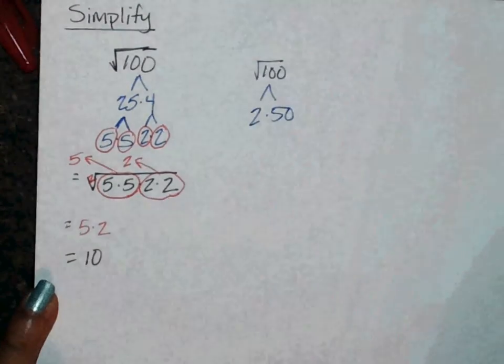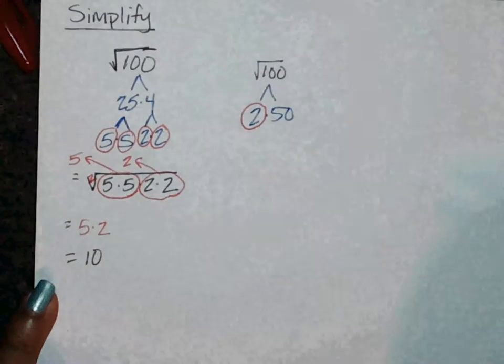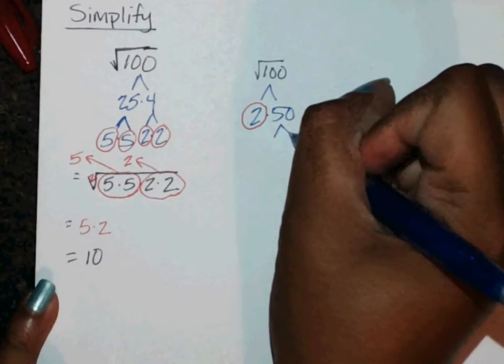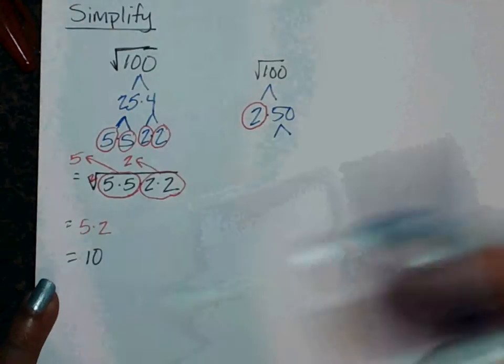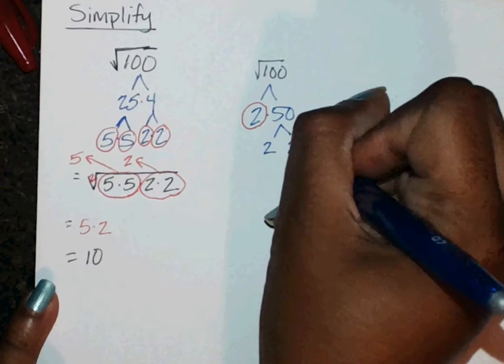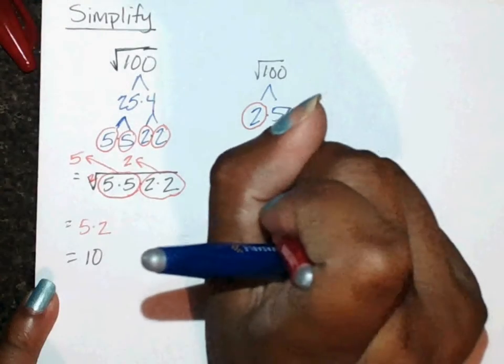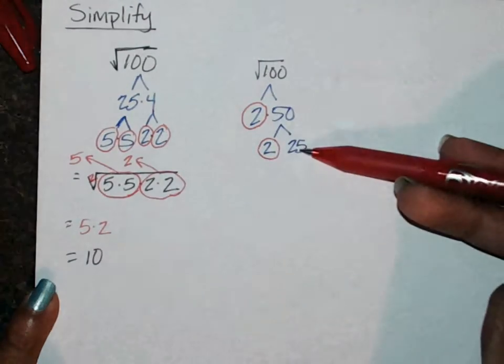Alright, 2 cannot be broken down anymore. It's a prime number. So I'm going to circle this. And I'm going to see if I can break down 50. And I can. 50 is 2 times 25. Can I break this one down? Nope. Can I break this one down?